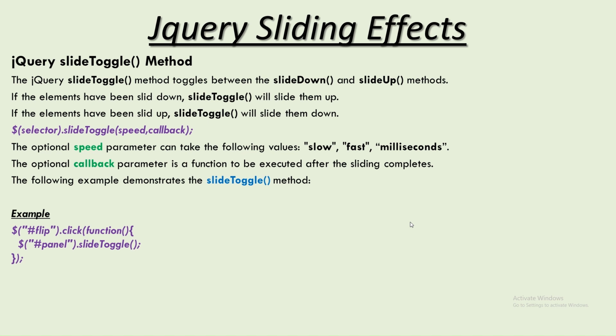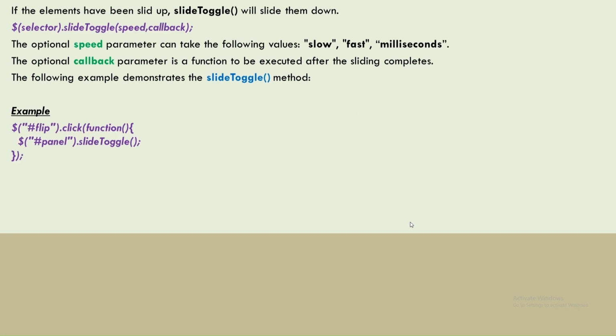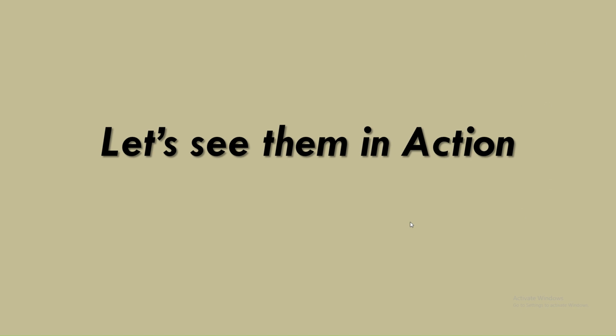The optional speed parameter can take the following values: slow, fast, or milliseconds, and the optional callback parameter is a function to be executed after the sliding completes. The following example demonstrates the slideToggle method. Here we are using the same example where the flip click, or the first div click function, will do a toggle for the second div, that's the panel, and we are going to see them in action. All right, let's see them in the program.